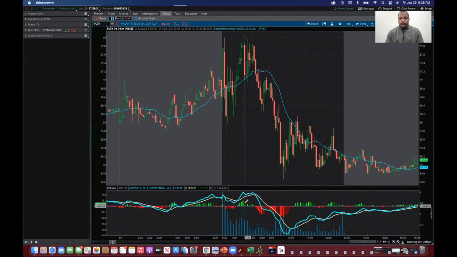So what do you mean? Look right here. I just showed the purple line is the zero line. And then we have these red bars and these green bars. These are called histograms. What data is this histogram made up of? It's made up of the exponential moving averages of the MACD lines. It's taking the data from these lines and putting it into bar form.